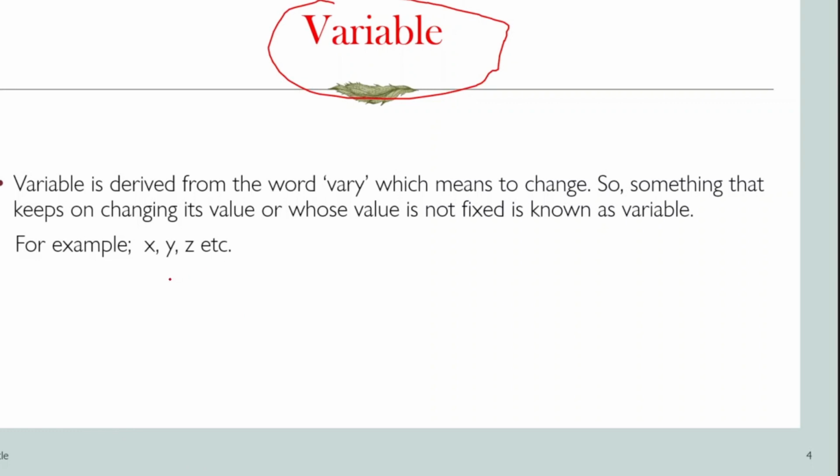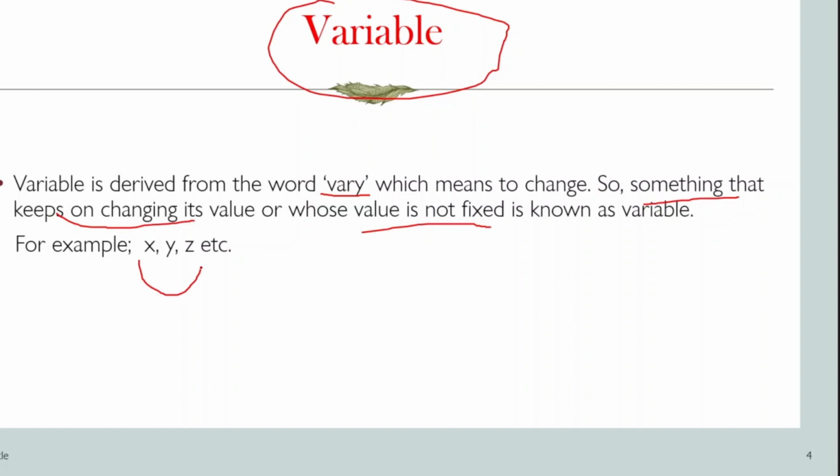Variable is derived from the word vary, which means to change. So something that keeps on changing its value, means whose value is not fixed, it is getting changed again and again, that thing is known as a variable. Now, the question is, why are we calling these alphabets variables? There has to be some reason behind it, right?